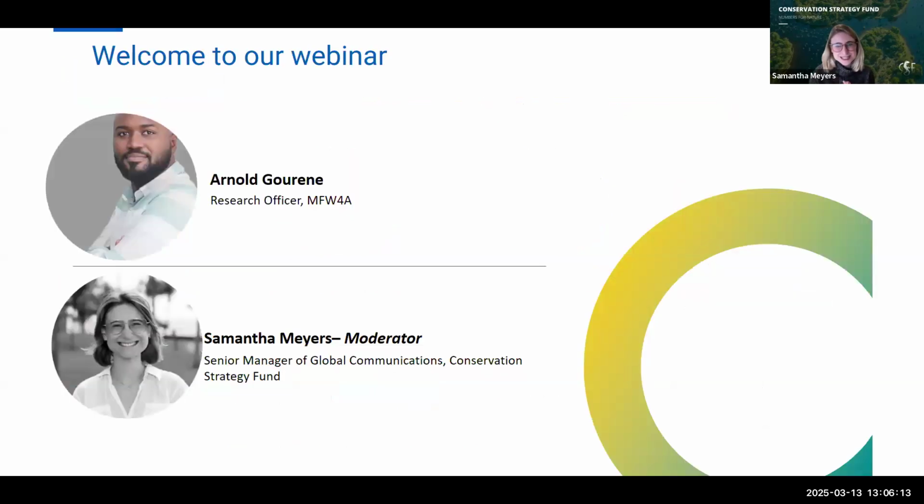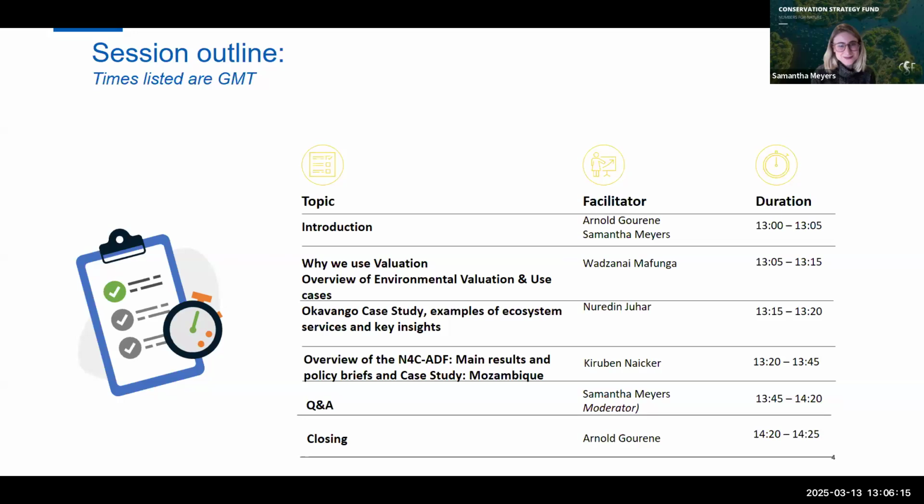Brief overview of the plan today. We'll first hear from CSF economists Wadzenai and Nuruddin. Wadzenai will be presenting on an overview of the link between natural capital accounting and environmental valuation. Nuruddin will jump in with a case study from the Kibango-Okavango River Basin. Then Kirabin will present on natural capital assessment strategies for development projects. That will include a case study on the Pemba-Lichinga Integrated Development Corridor project in Mozambique.